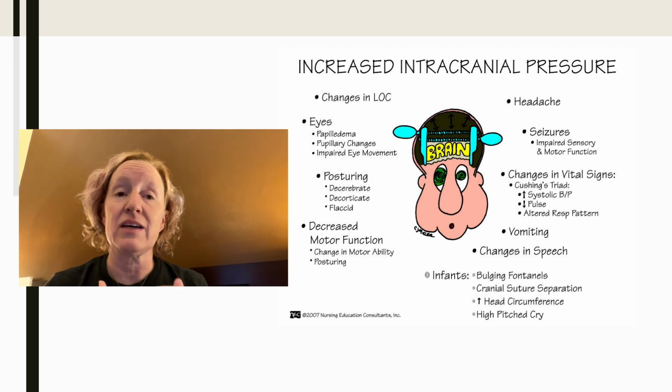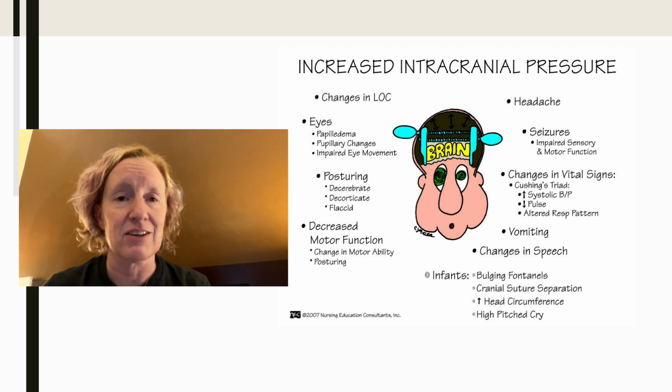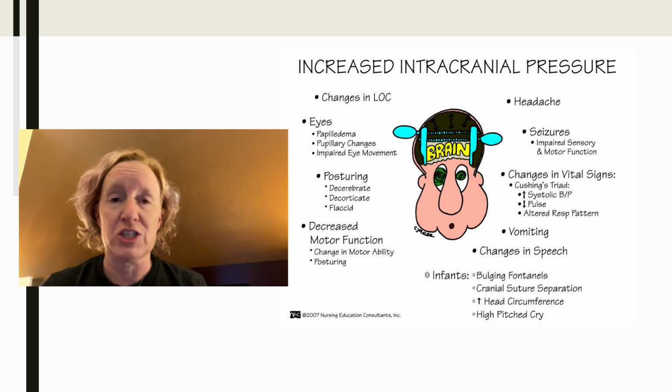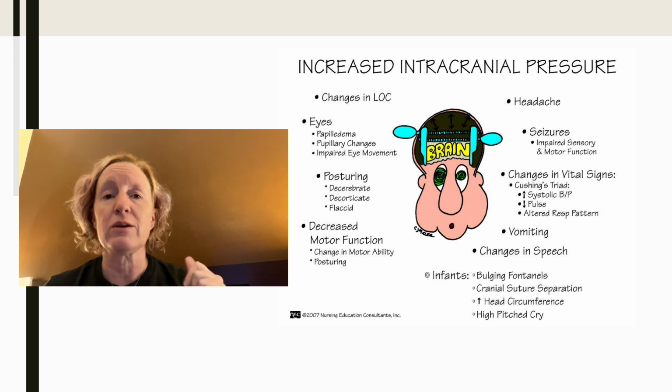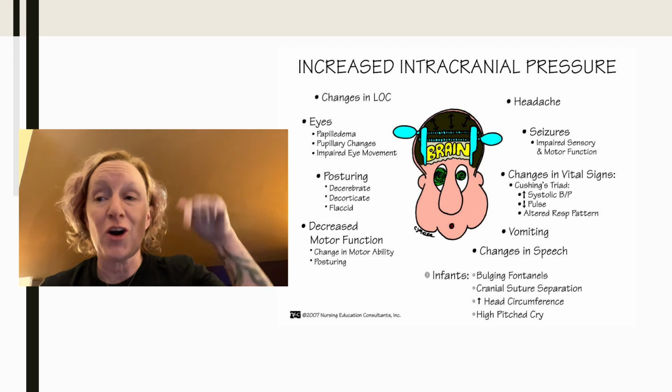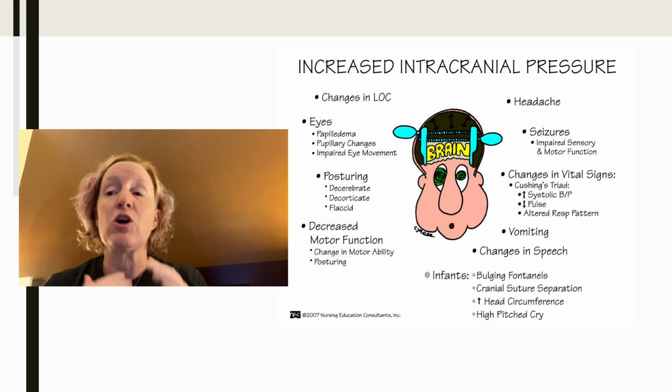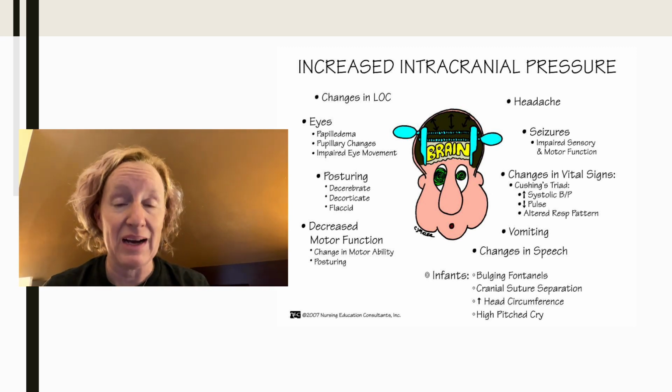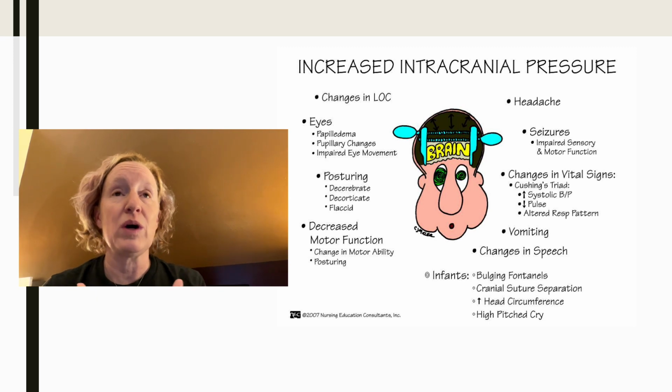The one thing that NCLEX loves to ask on is the Cushing's triad. And that is where the blood pressure will go up, the heart rate will go down, and they have an altered respiratory pattern. So think about what you are working with, an altered respiratory pattern. That is not lung sounds.